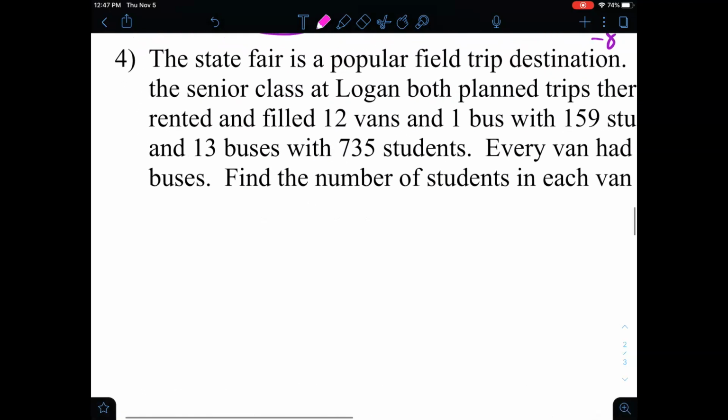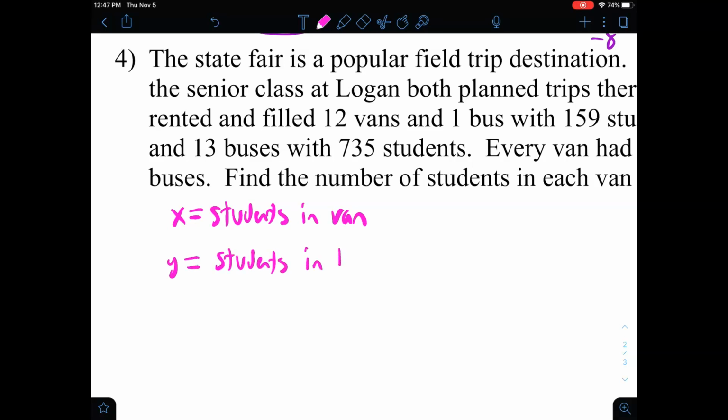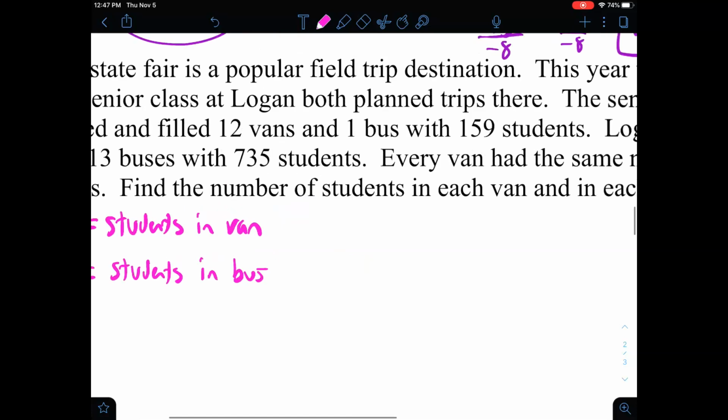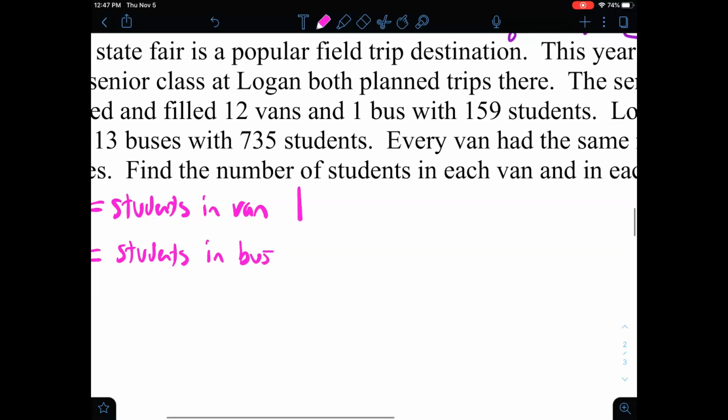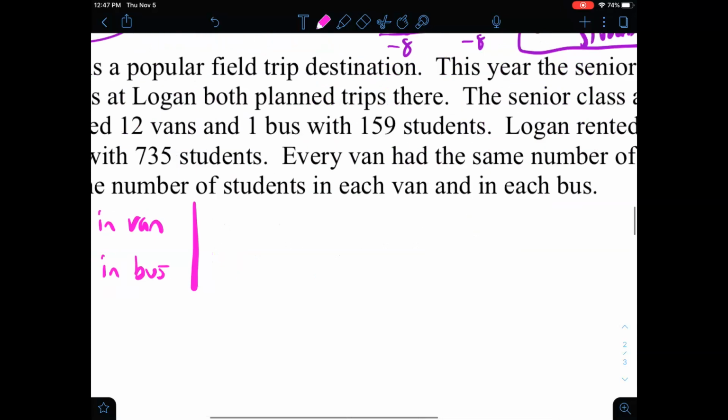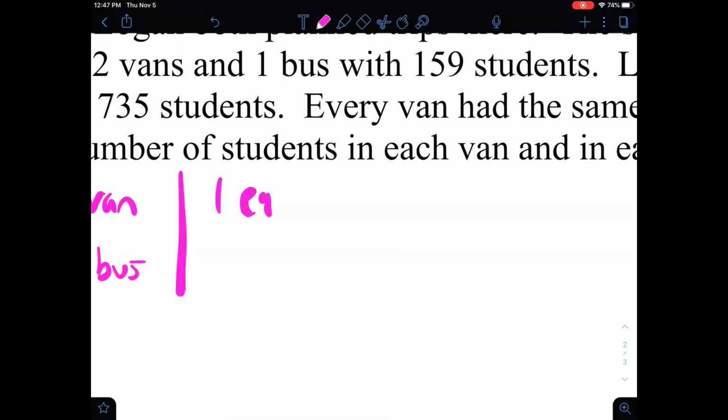Okay, so we're looking for numbers in the van, numbers in the bus. So we're going to call X students in van. We're going to call Y students in bus. Okay, and we're measuring 2 different schools here. So we're going to do Central and Logan.